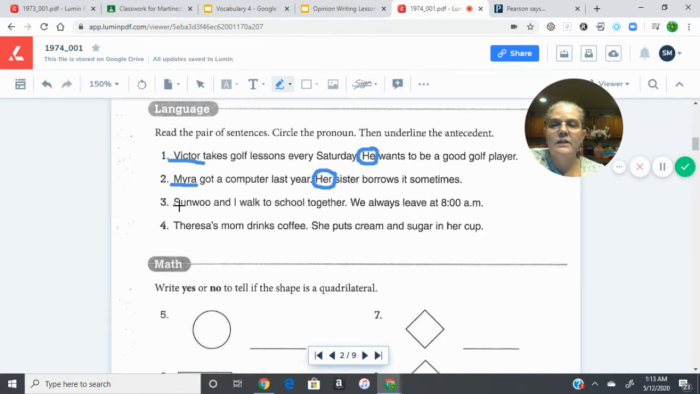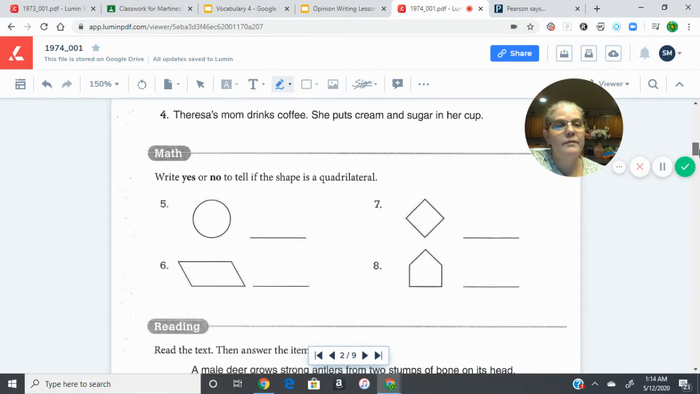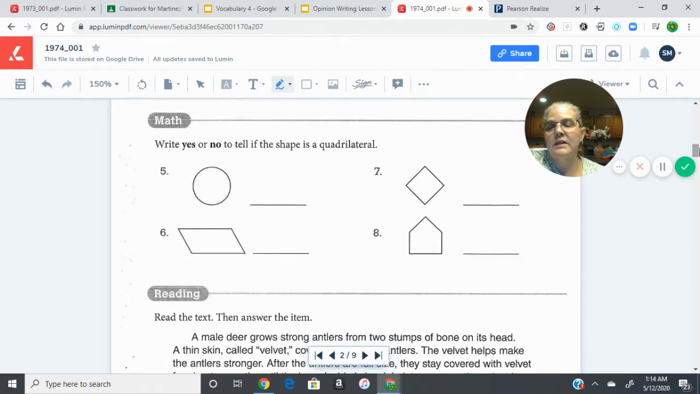So take a look at number 3. Sunwoo and I walk to school together. We always leave at 8 a.m. So who does the we refer to? Number 4, Teresa's mom drinks coffee. She puts cream and sugar in her cup. So which one's the pronoun and which one's the antecedent? The one the pronoun is replacing or referring to, talking about.